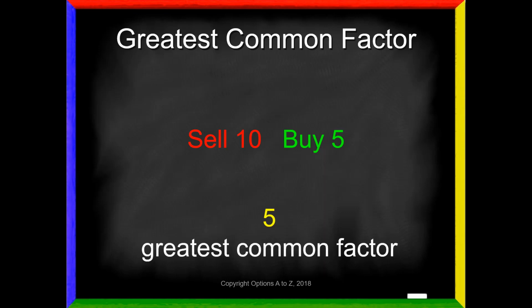So how many times does 5 go into 10? 2. How many times does 5 go into 5? 1. So we would say this is a 2-by-1 spread. For every 2 contracts you're selling, you're buying 1. So what this means is that you are doing this 2-by-1 spread 5 times.